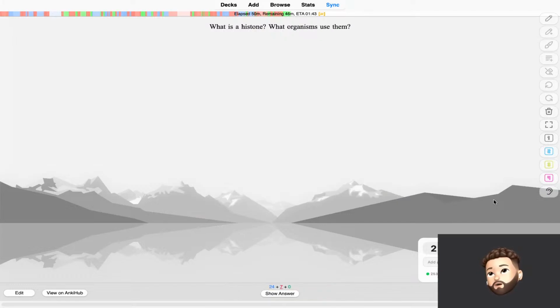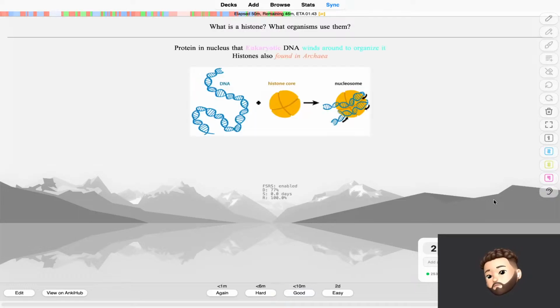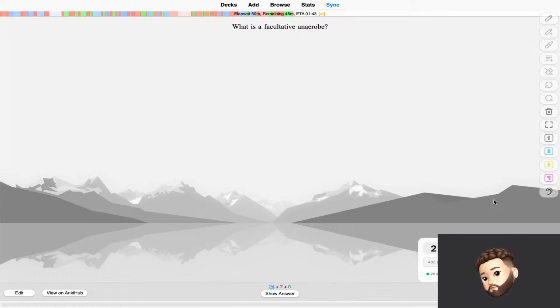What is a histone? It is a protein in the nucleus around which eukaryotic DNA wraps to organize it, and eukaryotic organisms and archaea use them. What is a facultative anaerobe? This one uses both. It can use either one.